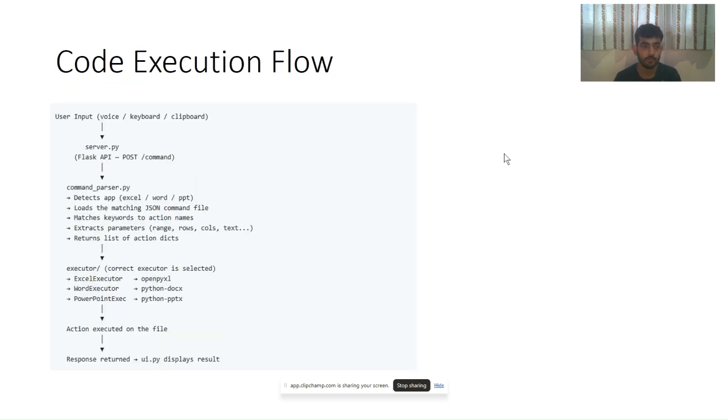Code execution flow, we get the user input, then first we enter the code through the server, then the command parser, it detects and parses whatever functions need to be loaded and executed chronologically, and then it returns the list of the actions. Then we move on to the executor, and it executes all the functions that the command parser has detected. And then the actions are executed and the responses displayed.